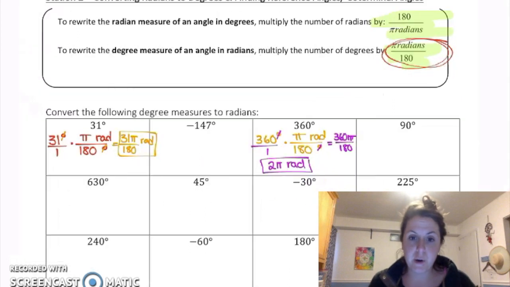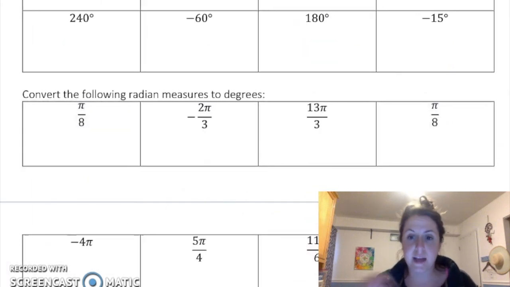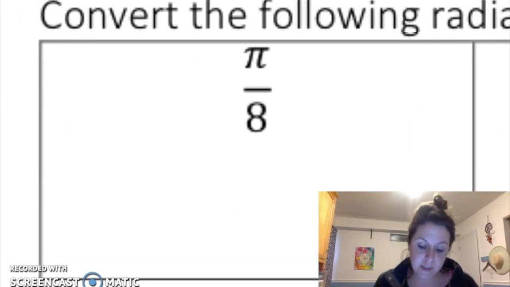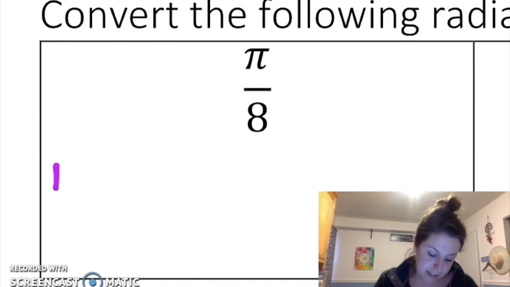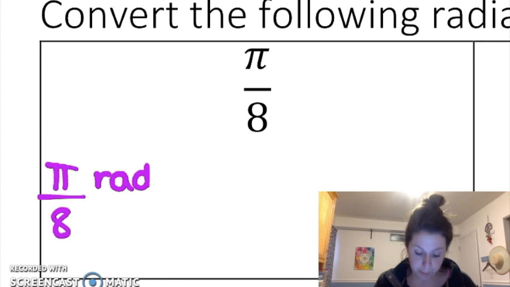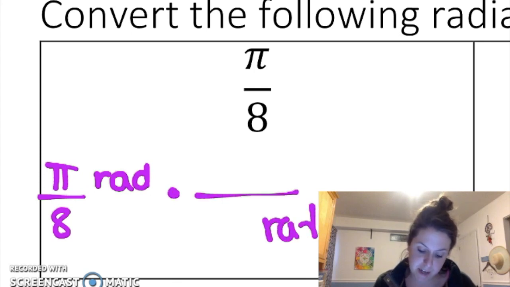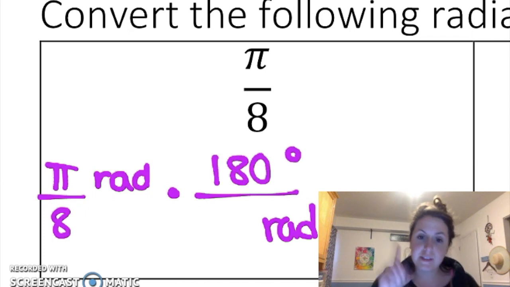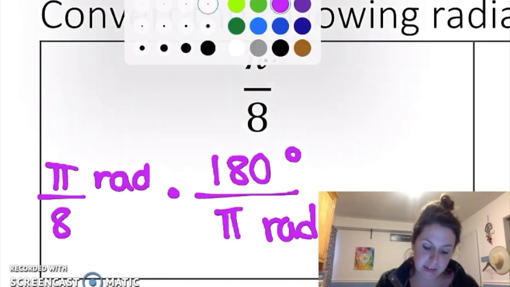Now, what if we go the other way? So going the other way, now I'm giving you something in radians. I want to go to degrees. So here I have pi over 8, and the radians is the unit, so I'm writing it right there. Now, I want radians to cancel, so I'm going to put that in the denominator. Degrees is going to go on the top. So now you need the 180 on the top because that's where the degrees are. Pi will go on the bottom because that's where the radians are.